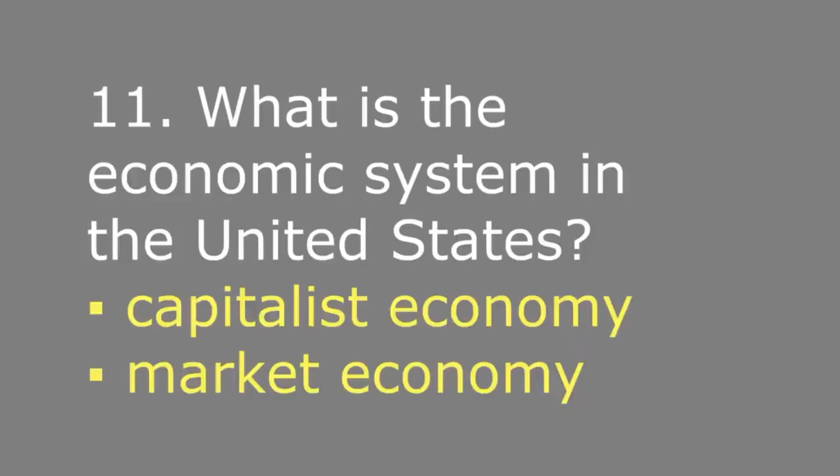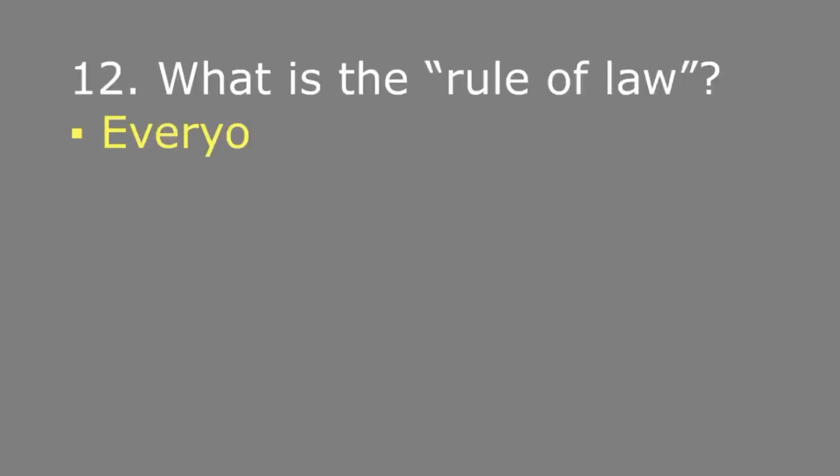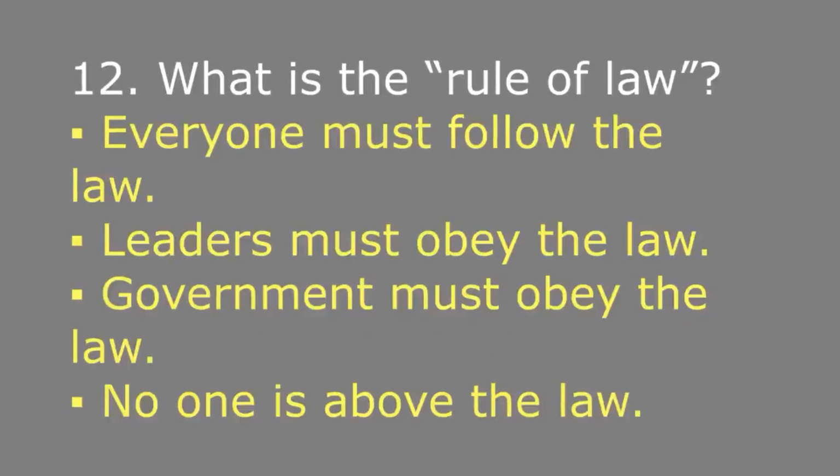What is the economic system in the United States? Capitalist economy. Market economy. What is the rule of law? Everyone must follow the law. Leaders must obey the law. Government must obey the law. No one is above the law. System of government.